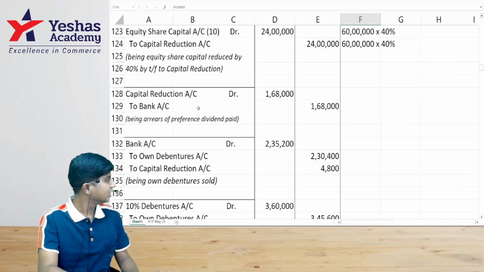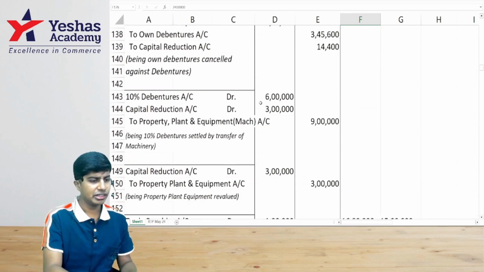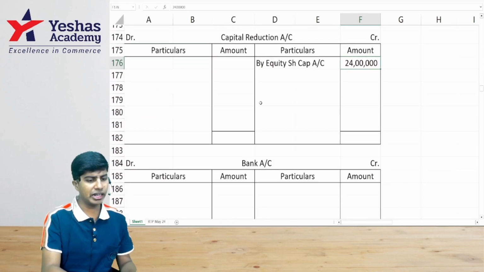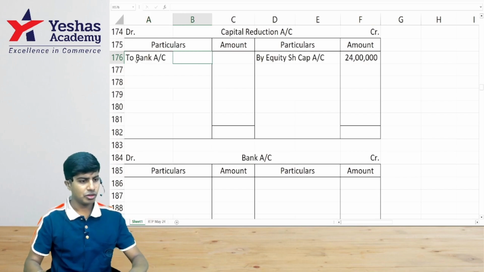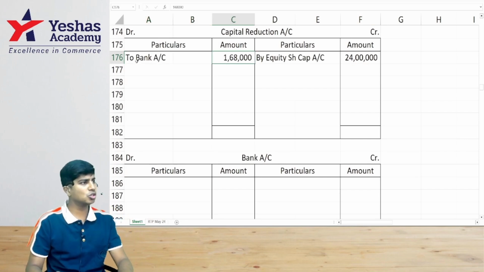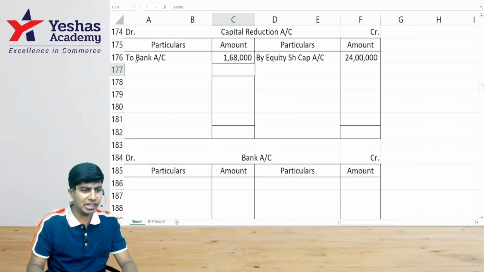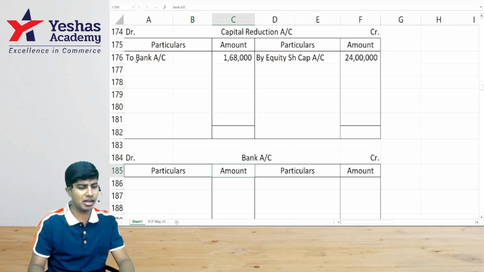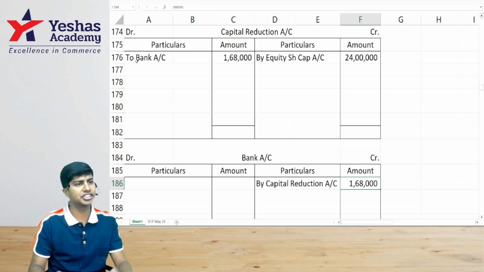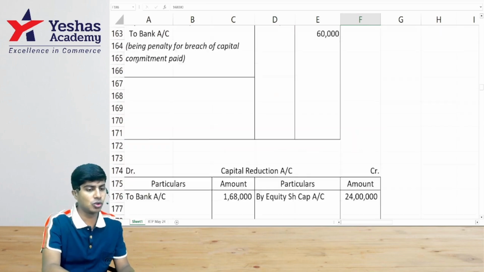Next entry, what is it? Capital reduction account debit to bank, 1 lakh 68. Shall I write, in capital reduction account, to bank, 1 lakh 68? They've asked us to do bank account also. In capital reduction account, if I write to bank, in bank account, I'll write by capital reduction 1 lakh 68. That's good. Then let's go to the next transaction.